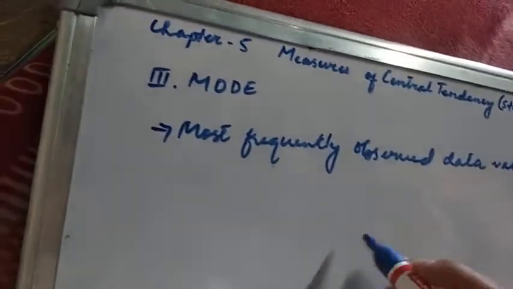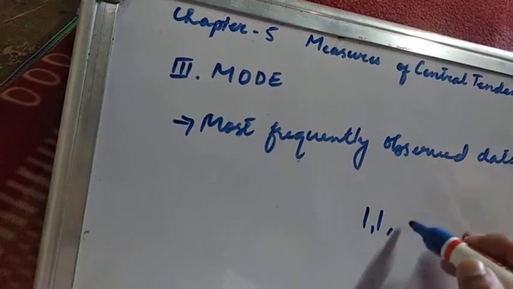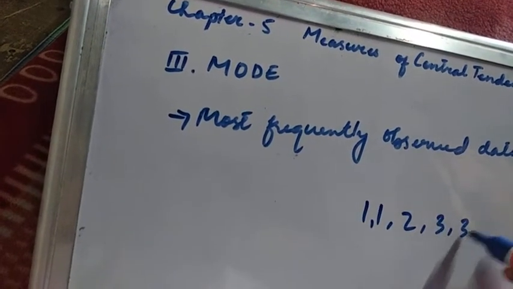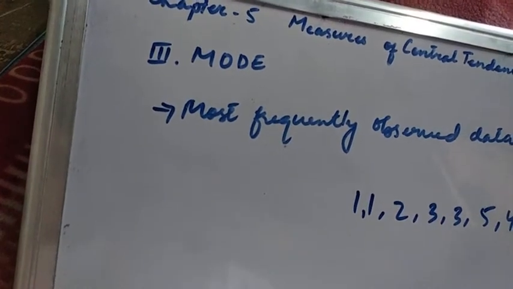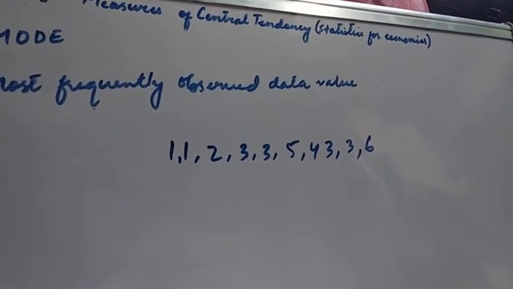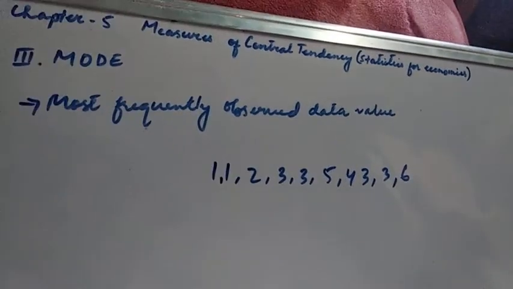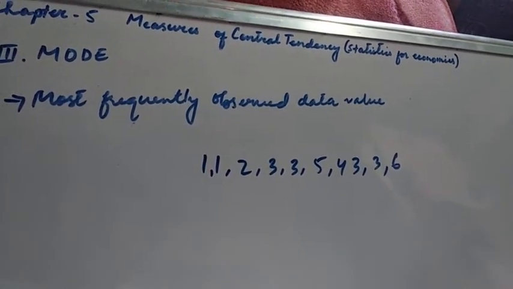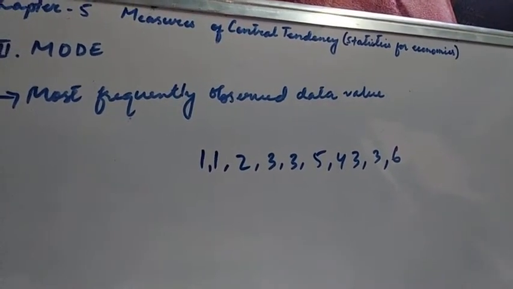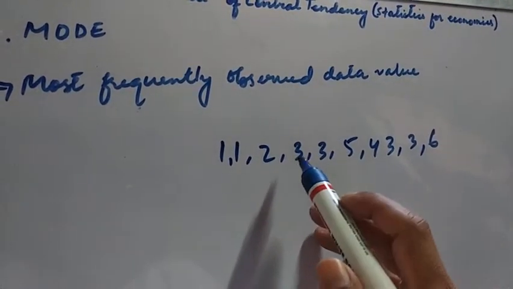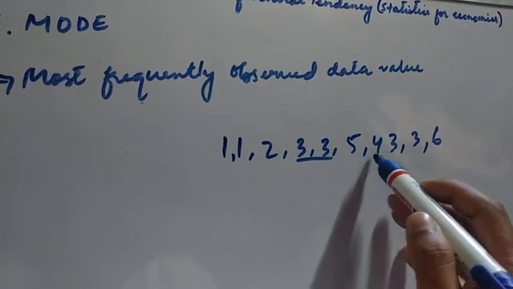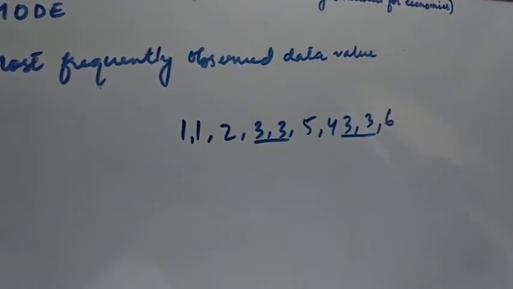For example, you have 1, 1, 2, 3, 3, 5, 4, 3, 3, 6. This is the data given here. Mode means the data value which is most frequently observed. So 3 is observed 4 times here.